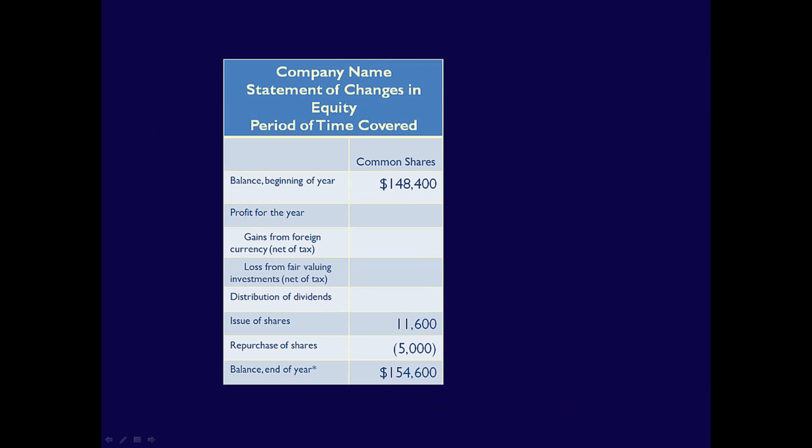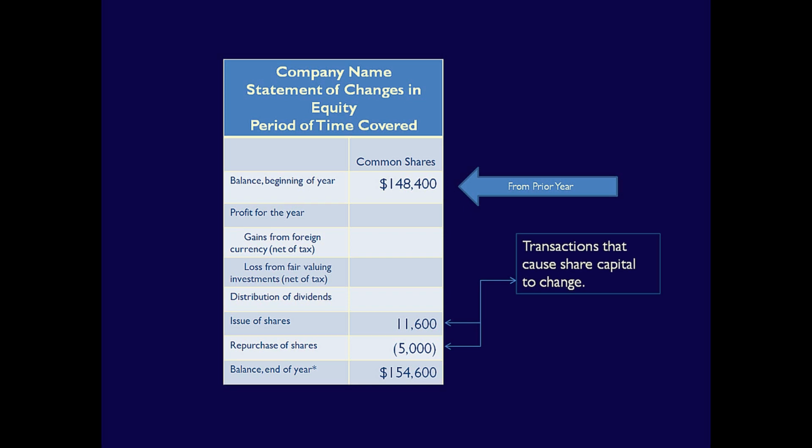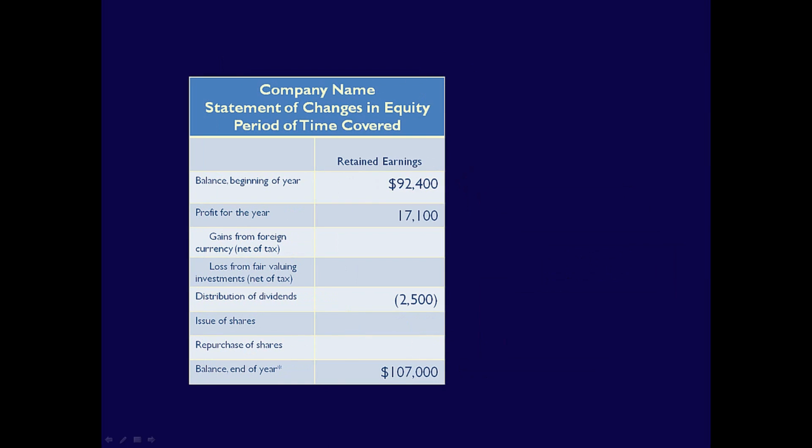First, let's focus on the share capital column. Here we denote it as common shares. The beginning balance comes from the prior year's statement of changes in equity. Notice that the only things that impact share capital are the transactions that cause share capital to change. Here, the issue of shares and the repurchase of shares. This makes sense because we are trying to show users details of what caused share capital to change over a period of time. The closing balance for the current year will be transferred to the Statement of Financial Position.